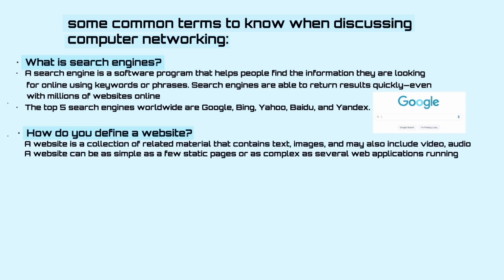How do you define a website? A website is a collection of related material that contains text, images, and may also include video and audio. A website can be as simple as a few static pages or as complex as several web applications running simultaneously.